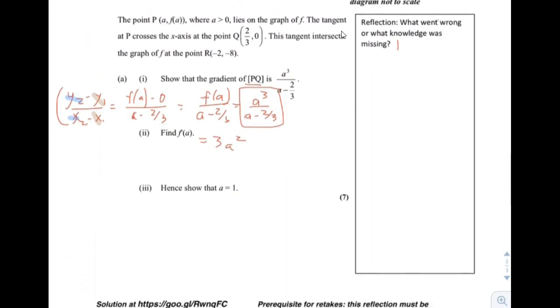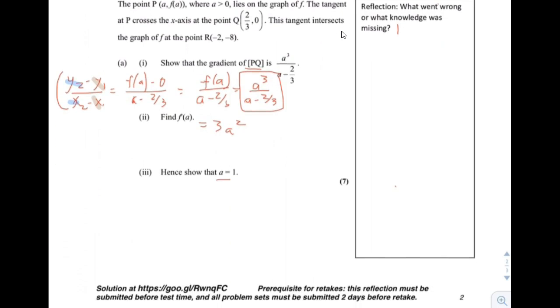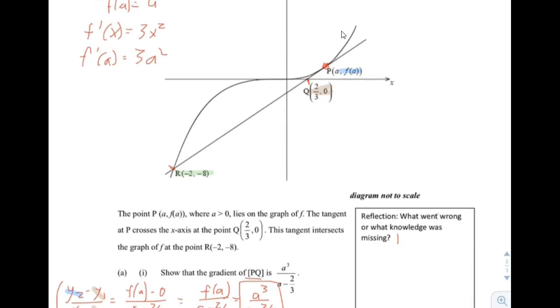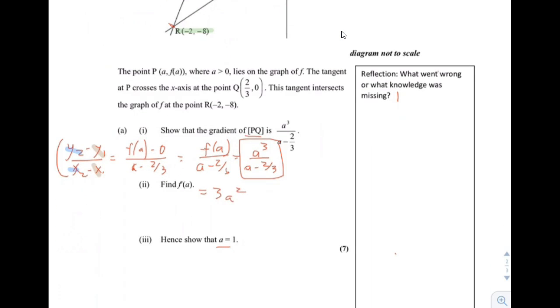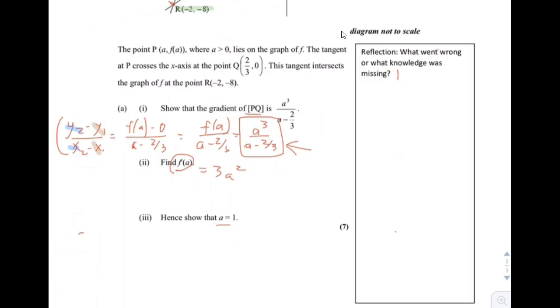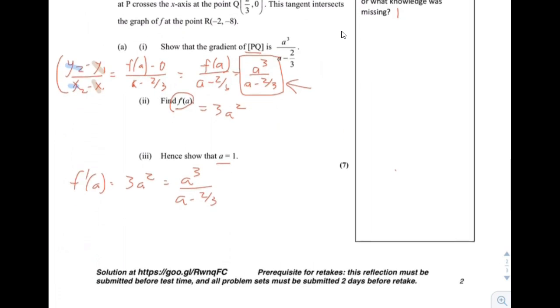Well, how do we know that? Well, actually, we know that because we know that this is the tangent line at x equals a. And if that's the tangent line, then the gradient of that tangent line is equal to f dashed a. So we know that this is equal to that. And if we know that that's equal to that, then we can just set everything equal. 3a squared is equal to a cubed divided by a minus 2/3.